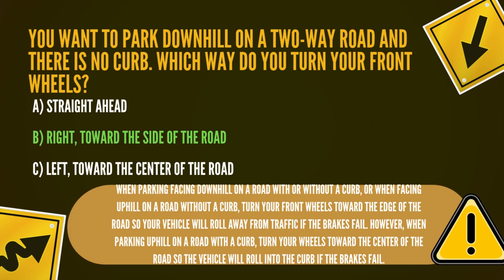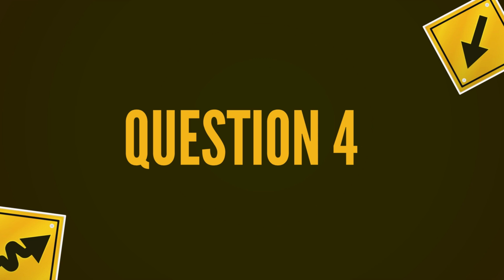Correct answer is option B. When parking facing downhill on a road with or without a curb, or when facing uphill on a road without a curb, turn your front wheels toward the edge of the road so your vehicle will roll away from traffic if the brakes fail.